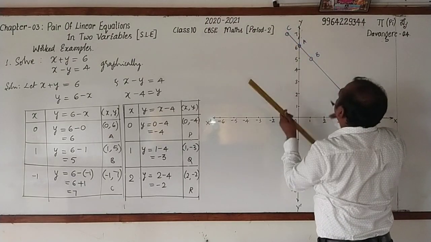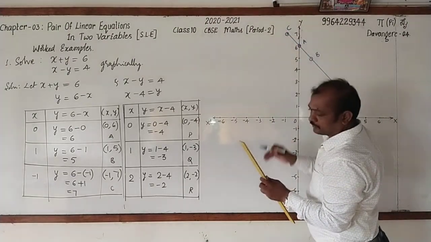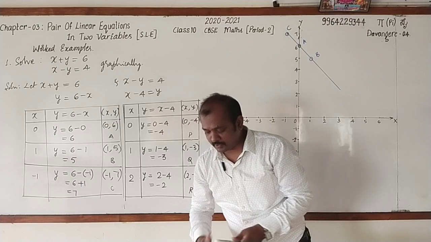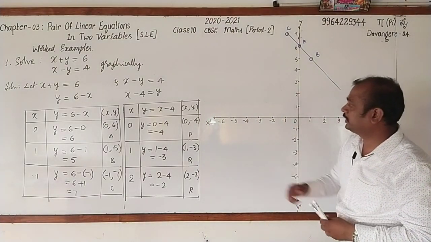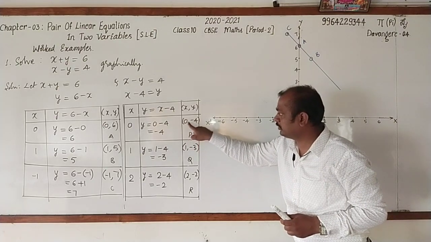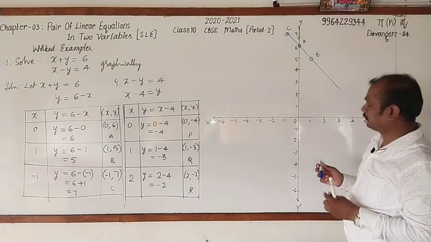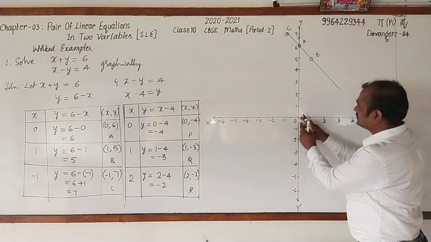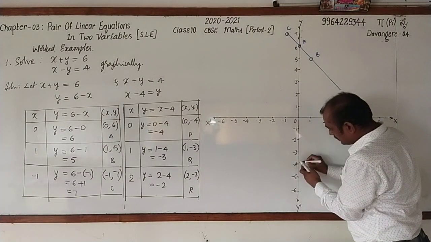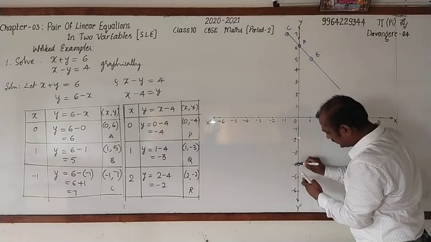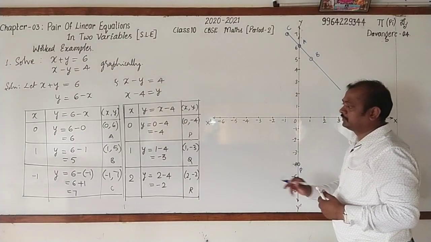like this. Next. After this, let us mark the remaining points P, Q and R. Where P, when x is 0, y is minus 4. This is y-axis. Minus 4. Here, I call this as P.